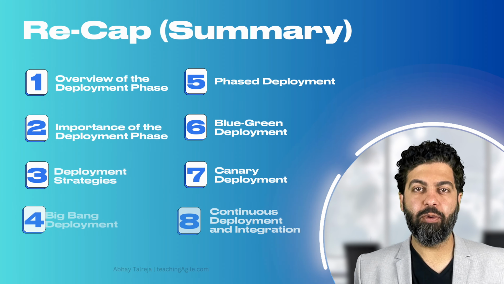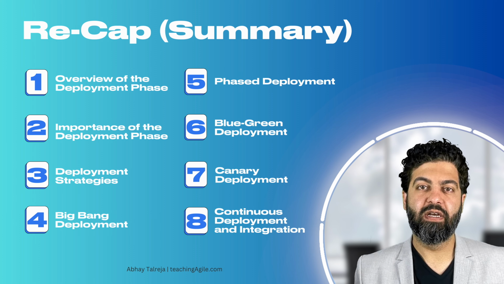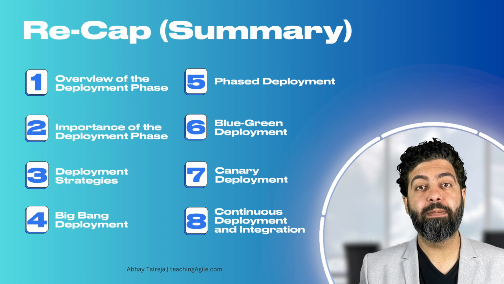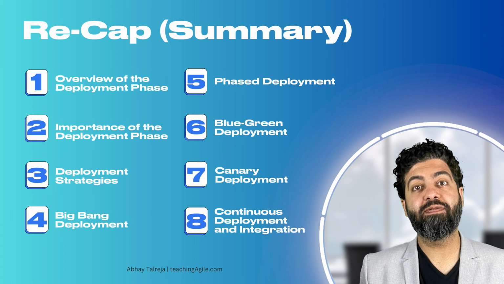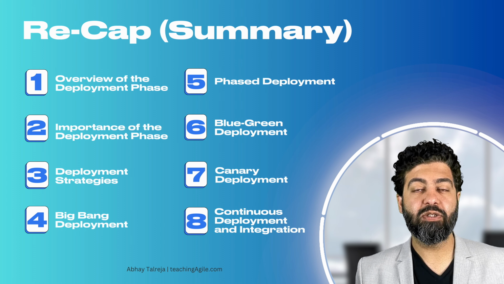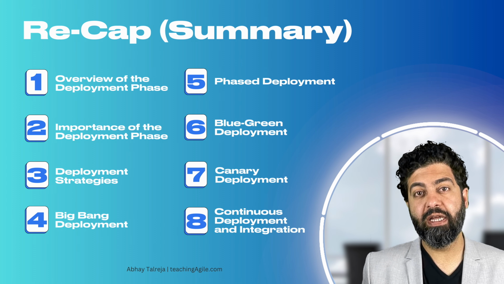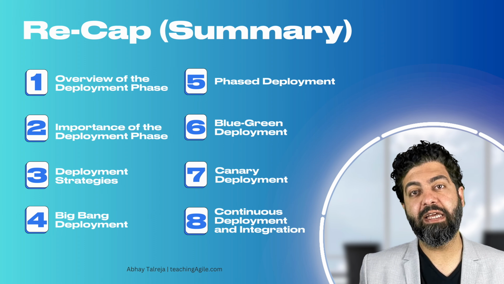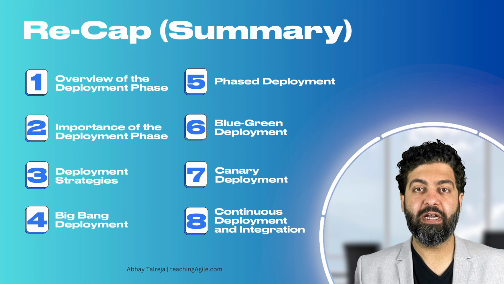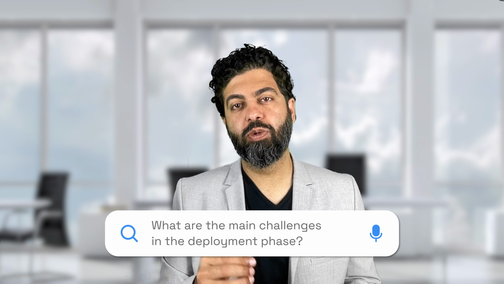So let us recap what we saw in the deployment phase. We saw what deployment is, we saw the importance, then we also saw different strategies in deployment. So you had Big Bang, you had phased, you had blue-green, canaries, and then finally you had the CI/CD, or continuous integration and deployment. The common question I get is, what are the main issues or challenges during deployment?